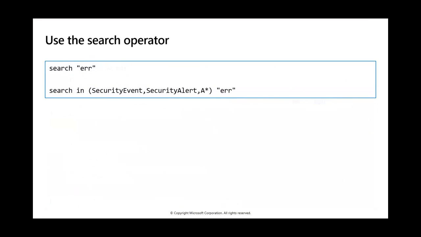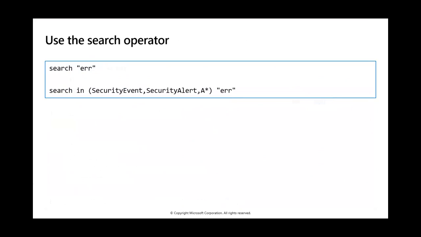Other operators that we can use are the search operators. In this case, the search operator will provide a multi-table and multi-column search experience. We can use the search to find data when we are unsure which table or column to filter. The first statement will search for ERR across all tables when we are looking for errors, for example.